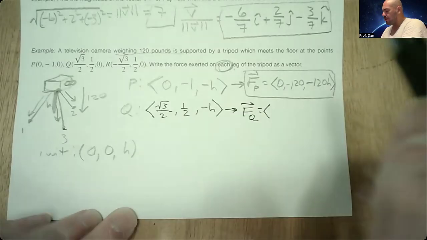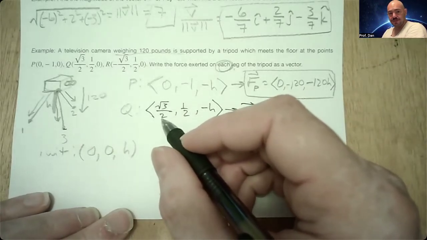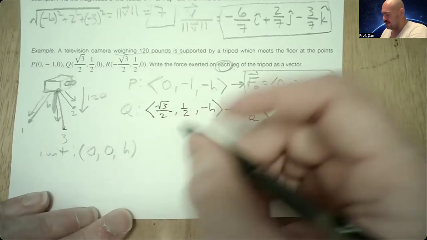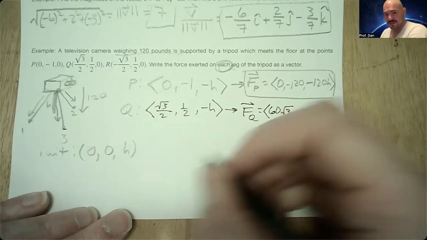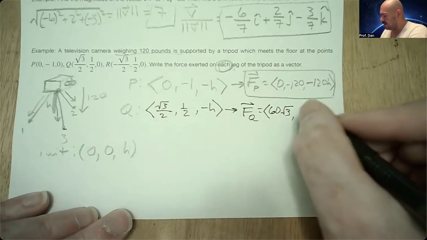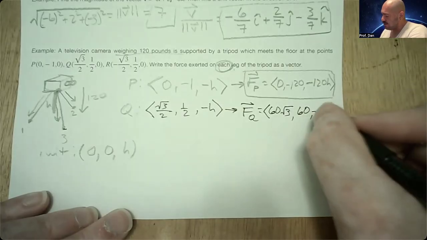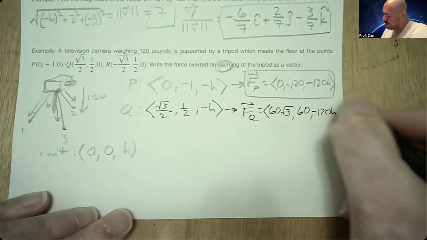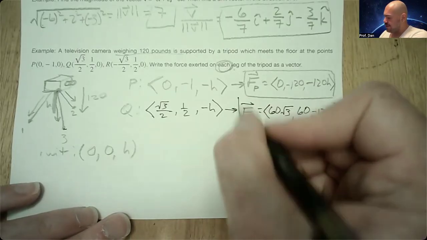If I multiply 120 times the square root of 3 over 2, I'm going to pay attention to that over 2 first. 120 divided by 2 gives me 60. So that would be 60 root 3 for the x component. The y component will get 60. And the z component, we still have negative 120 times the height. And that's the force exerted on leg Q.